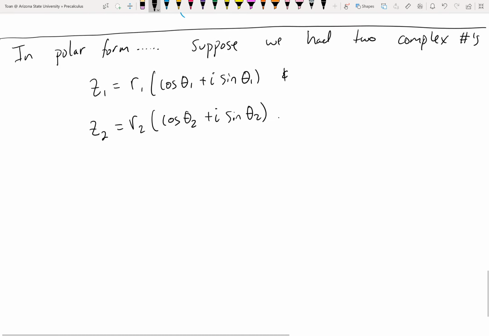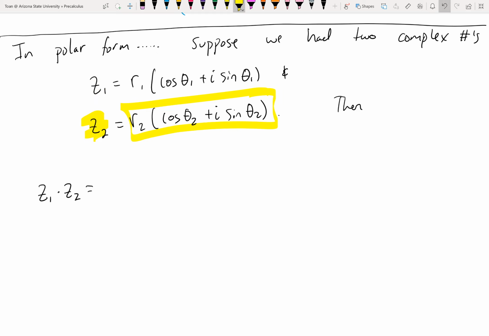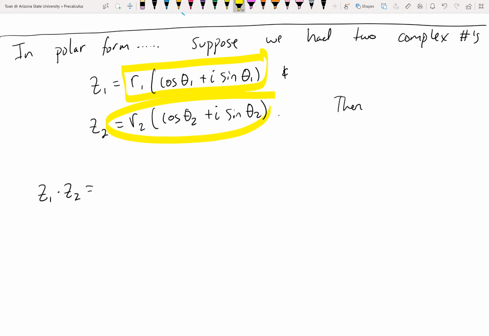And let's start off with multiplying them, right? So let's multiply these two complex numbers. Then z sub 1 times z sub 2 is equal, well, if z sub 1 equals this guy and z sub 2 equals that guy, then when I multiply them together, it's simply this times that, right?